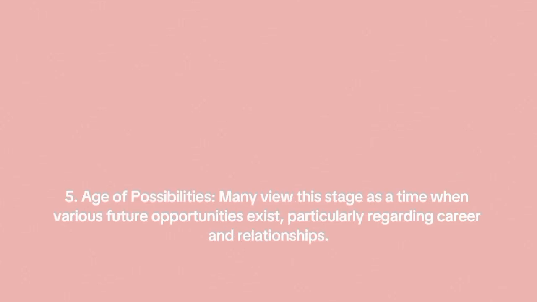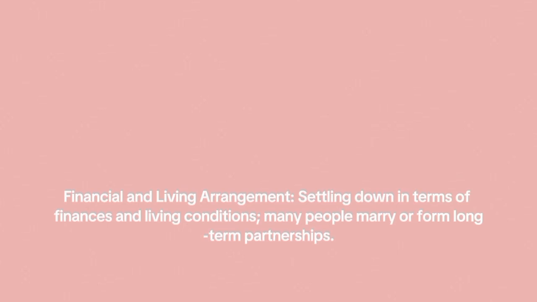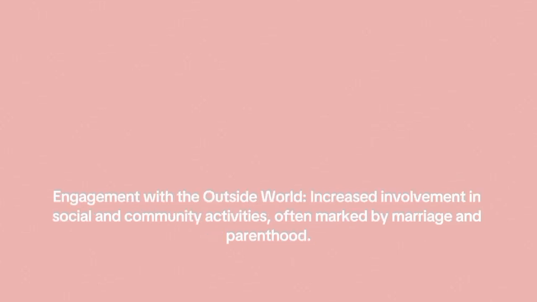5. Age of possibilities. Many view this stage as a time when various future opportunities exist, particularly regarding career and relationships. Young adulthood: financial and living arrangements. Settling down in terms of finances and living conditions. Many people marry or form long-term partnerships. Engagement with the outside world. Increased involvement in social and community activities, often marked by marriage and parenthood.